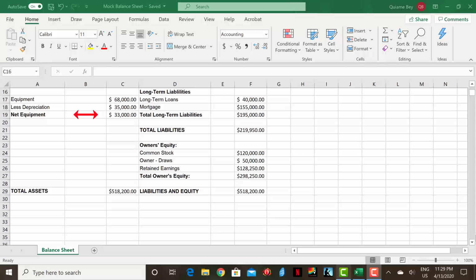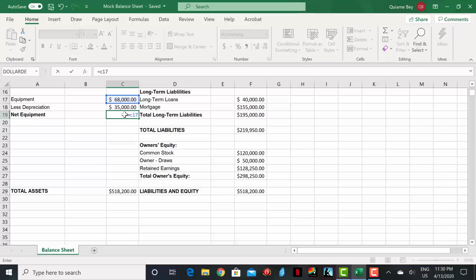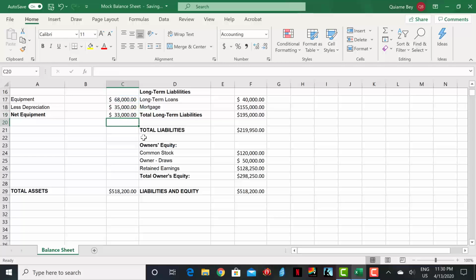The next section we will calculate is net equipment. To calculate net equipment, we will insert the proper formula in cell C19. The formula we will enter is equals C17 minus C18. Remember that depreciation means decrease. That's why we are subtracting. We should receive the value of $33,000.